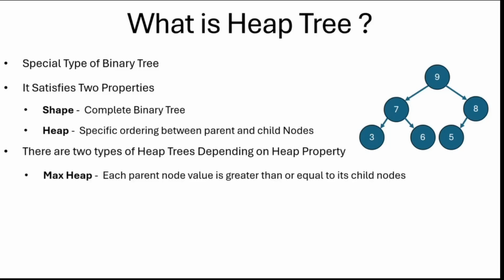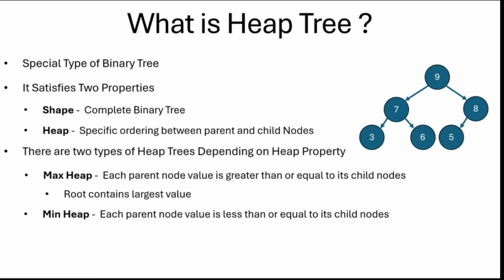So the first type of heap tree is max heap. So the heap property in the max heap tree is that each parent node value is greater than or equal to its child nodes. So you can see in this tree that each parent node has a value greater than or equal to its child nodes. And it is true for each parent node. So that is how the heap property is maintained here. It is called as a max heap tree. In this case, the root always contains the largest value.